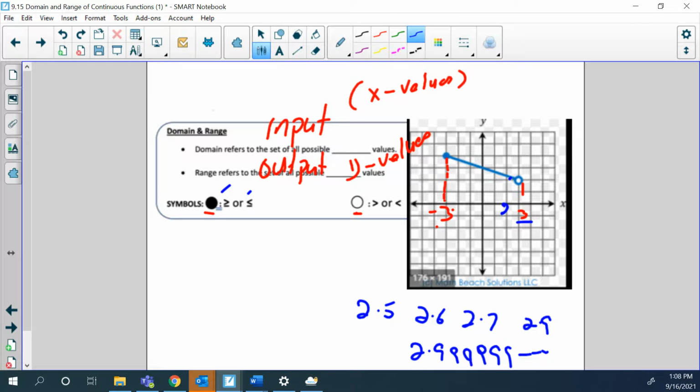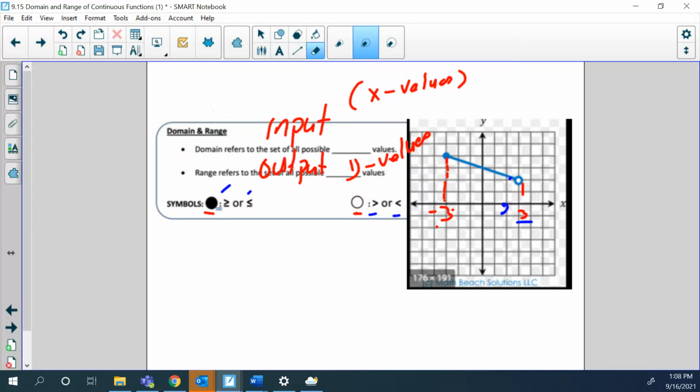And for an open circle, we use greater than or less than. And so let's work this. Let's do some examples. Okay, let's look at this graph right here, and we're going to try to find the domain for it. So remember domain, right? We start on the left side of the graph.